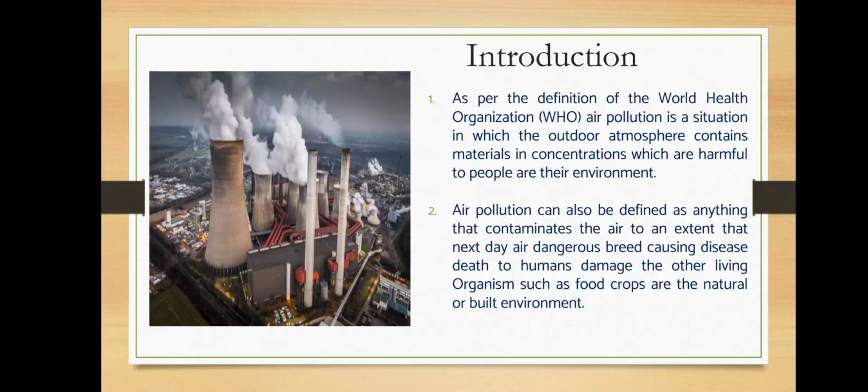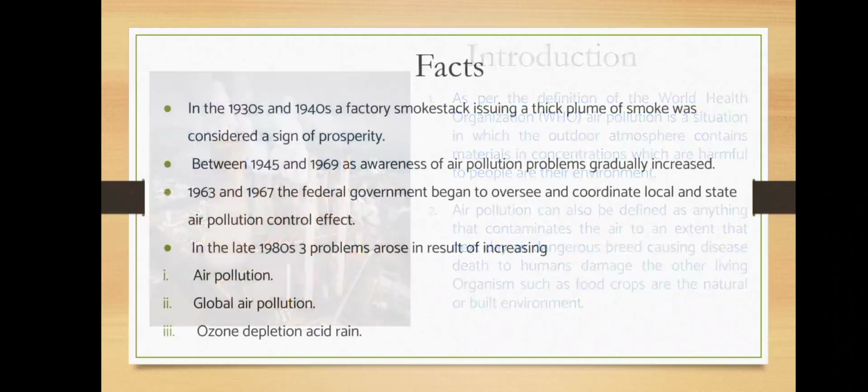As per the definition of the World Health Organization, air pollution is a situation in which the outdoor atmosphere contains material in concentrations which are harmful to people or their environment. Air pollution can also be defined as anything that contaminates the air to an extent that makes the air dangerous, causing disease and damage to humans, other living organisms such as food crops, and the natural and built environment. And the next is facts.